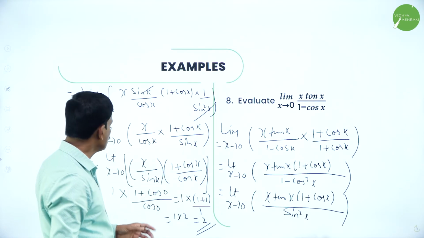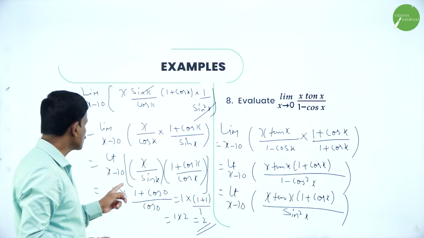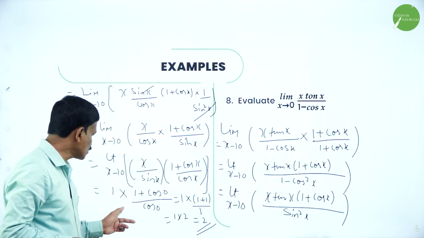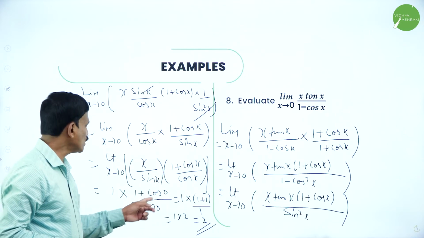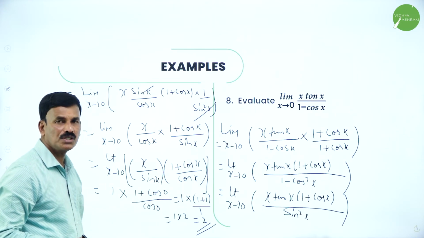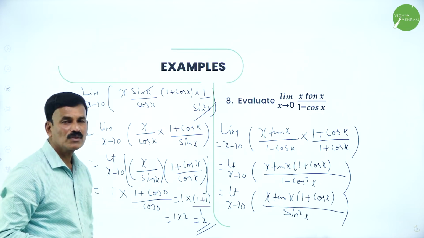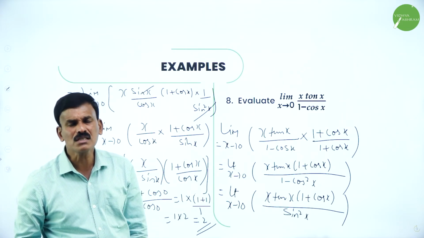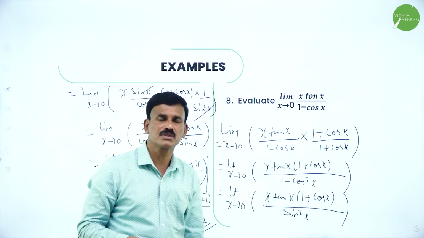Put x is equal to 0. The standard value of limit x tends to 0 of x by sin x is equal to 1. Put x is equal to 0, 1 plus cos 0 is 1 plus 1, which is 2, 2 into 1 is 2 divided by 1 is 2, the simplified answer. These are all very simple and easy problems, right?